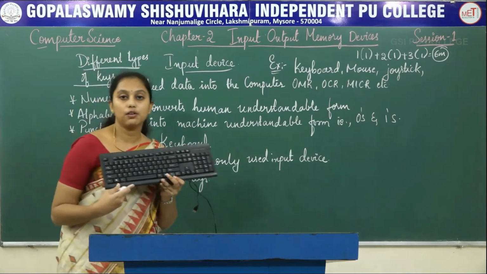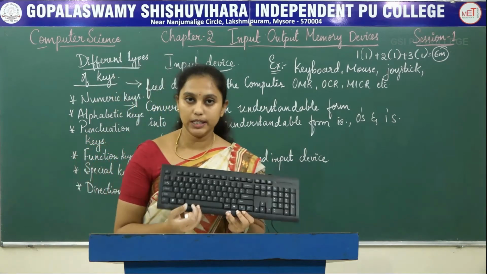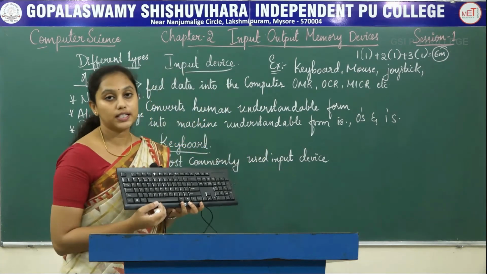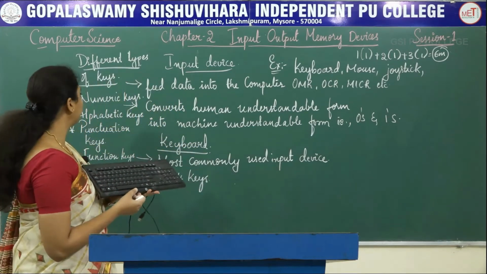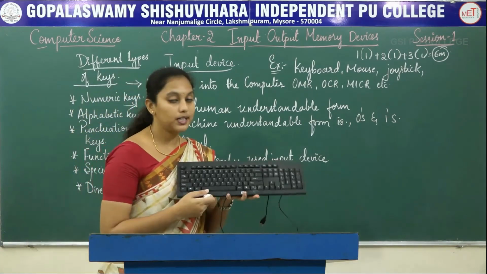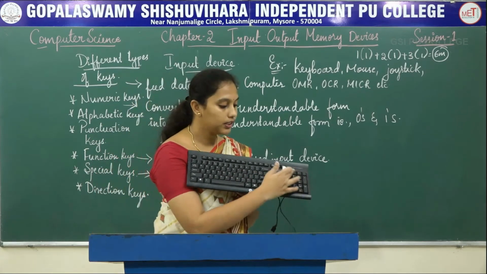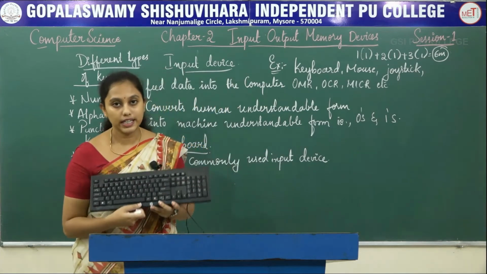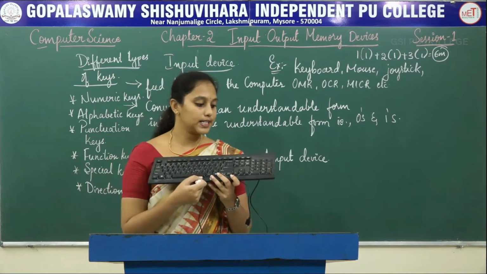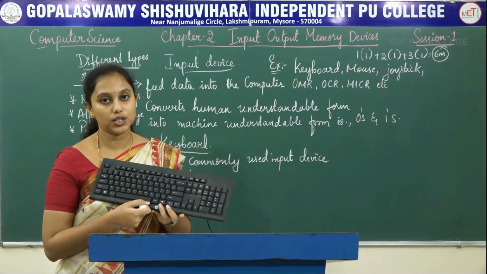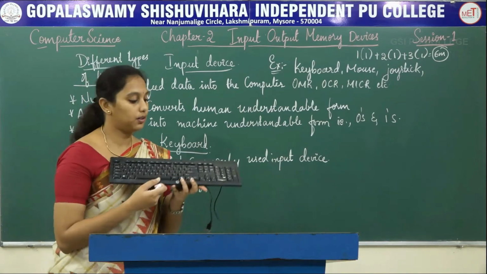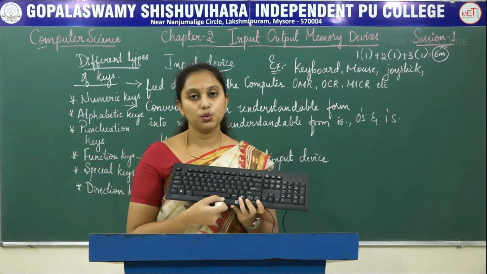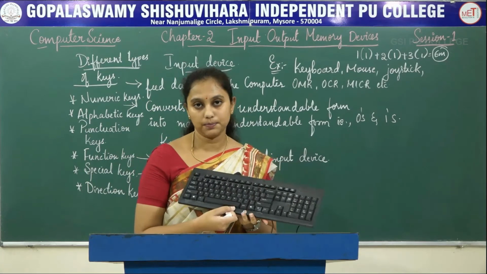See, this is our standard keyboard. This keyboard contains 104 keys. The first type of keys are numeric keys. These are the numeric keys on the keyboard. The numeric keys range from 0 to 9. Using these numeric keys, you are going to enter the numbers.